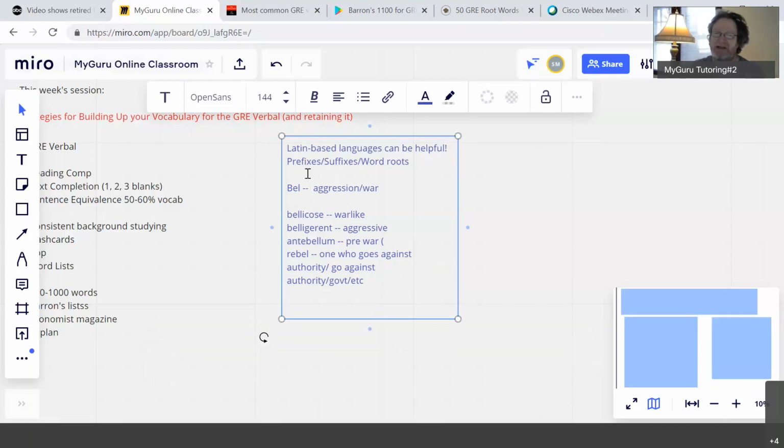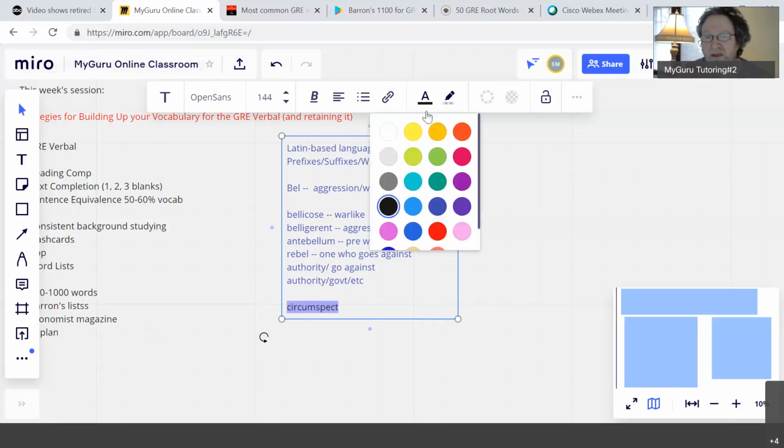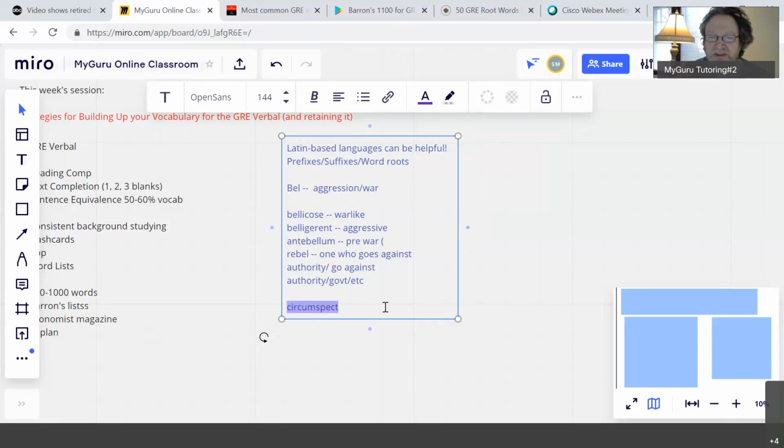So if you see a word that has BEL in it, particularly if it's a long word that looks like it might have something Greek or Latin derived, that can help you with a lot of different words. Another example is, anyone know what circumspect means? Close. It's more about caution. Let's see where this comes from. Circumspect. Any idea what some of the word roots might be in here?